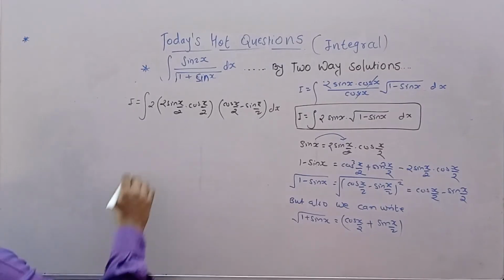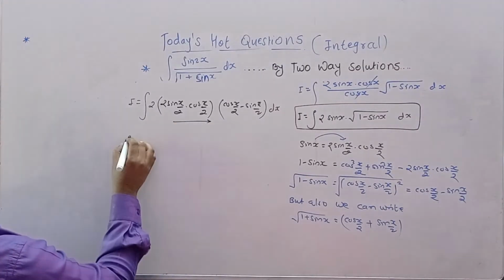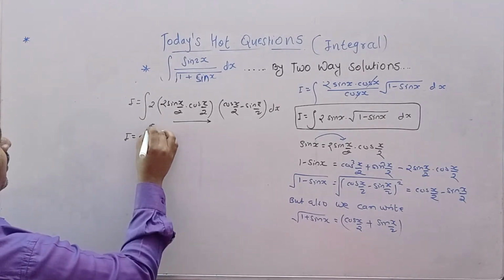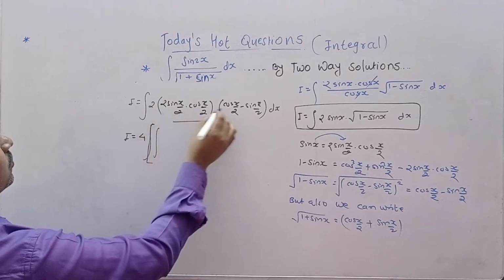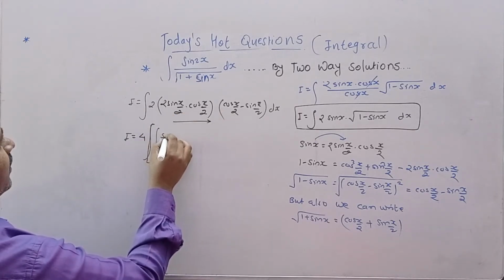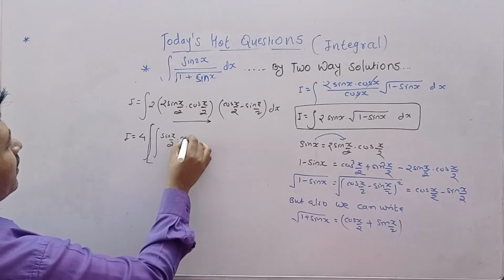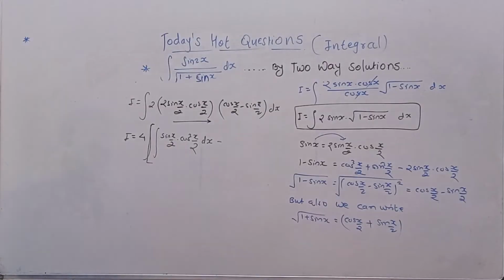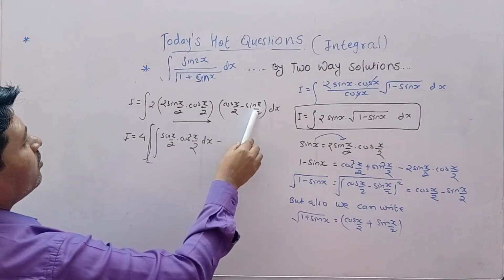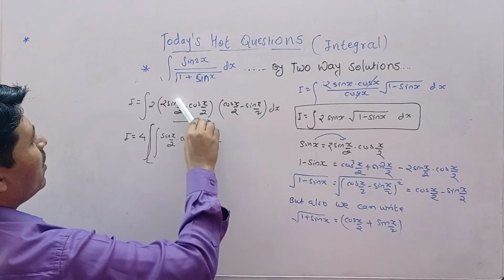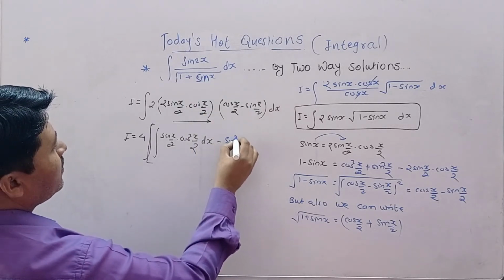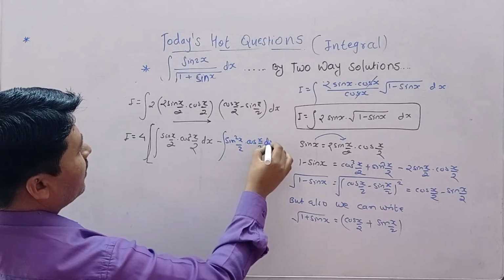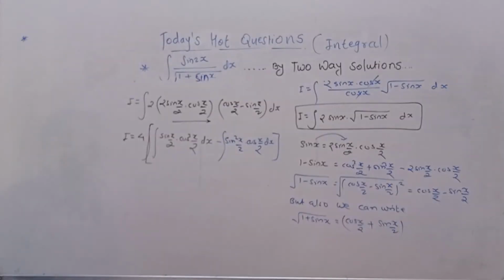Now we can multiply throughout by this term, and here we get 4 times, in bracket, the integral of sin x by 2 into cos x by 2 dx, minus sin x by 2 into cos x by 2 multiplied through by sin x by 2, which gives sin square x by 2, integration into cos x by 2, and here dx. Now we can substitute the value here.